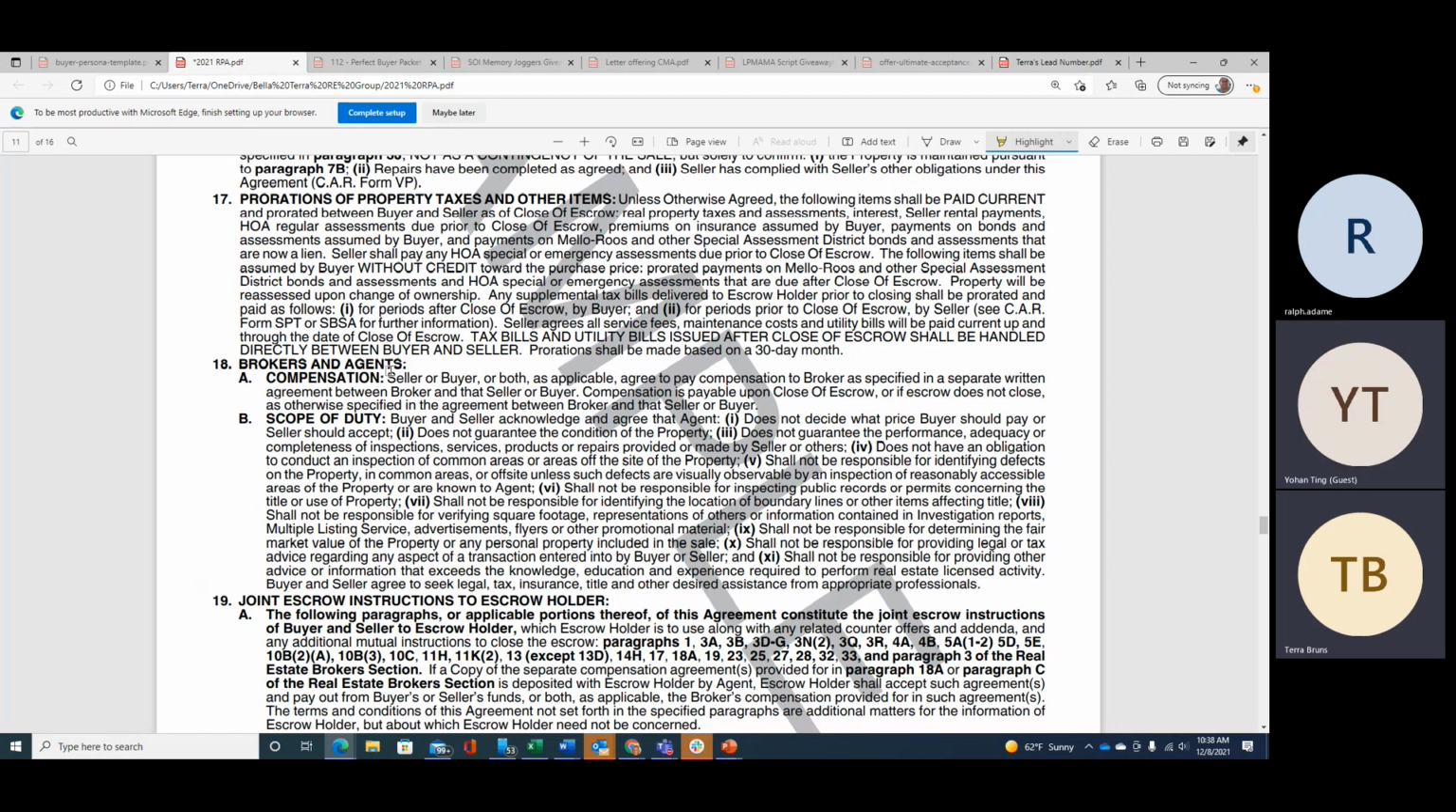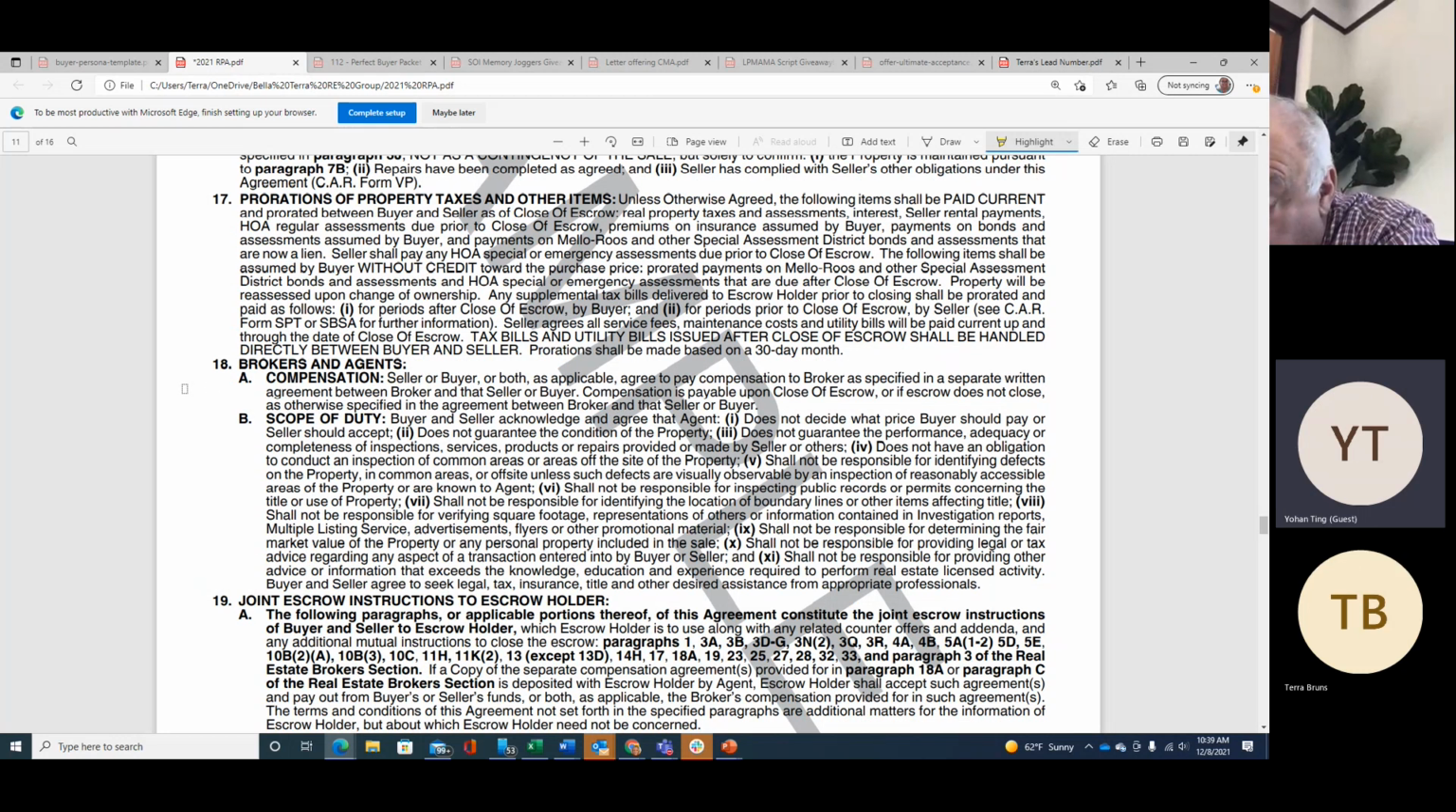Compensation. Johan? Seller or buyer or both as applicable agree to pay compensation to broker as specified in a separate written agreement between broker and the seller or buyer. Compensation is payable upon close of escrow, or if escrow does not close, as otherwise specified in the agreement between broker and the seller or buyer.